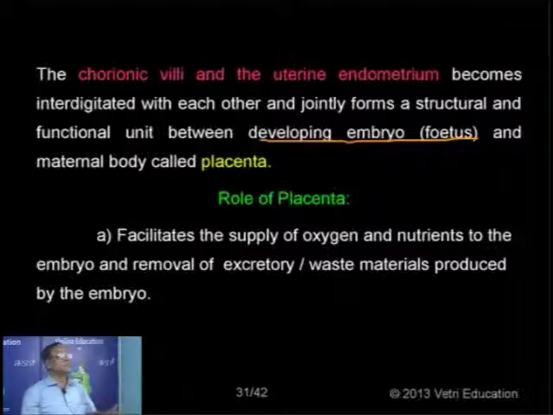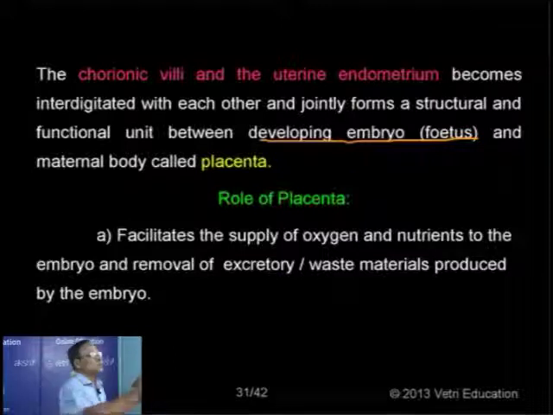Normally the placenta is responsible for facilitating the transport of materials between the maternal blood and the fetal blood. So the fetus receives food materials and gases like oxygen for the oxidation process to release energy from the maternal blood. At the same time, waste materials are removed from the body of the fetus through this placenta. So it acts as a bridge between the fetus and the mother.